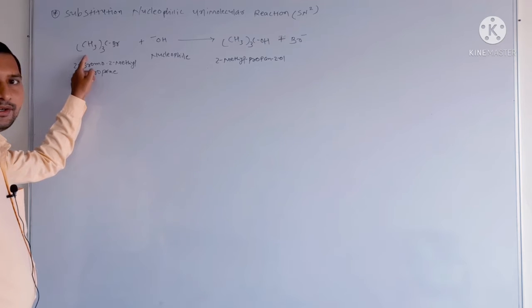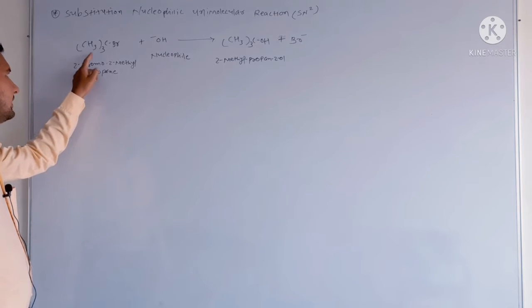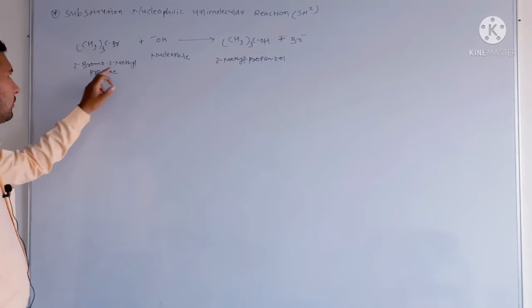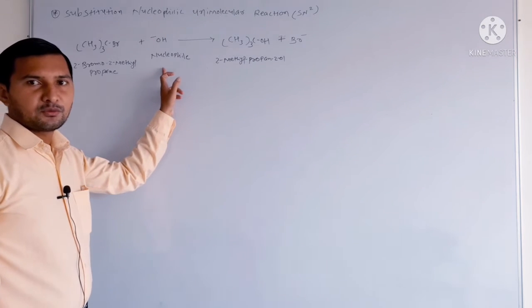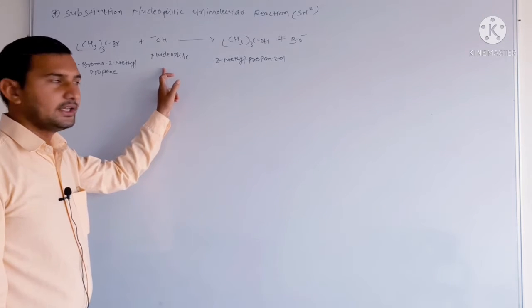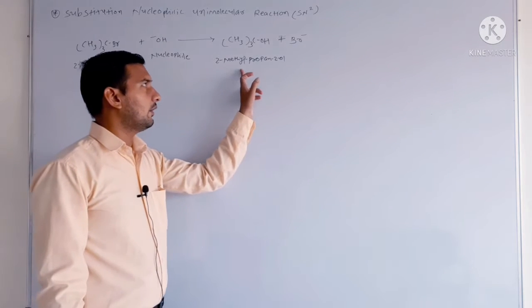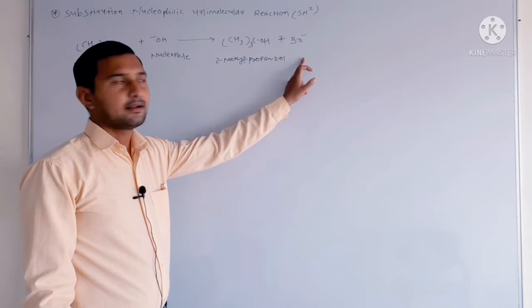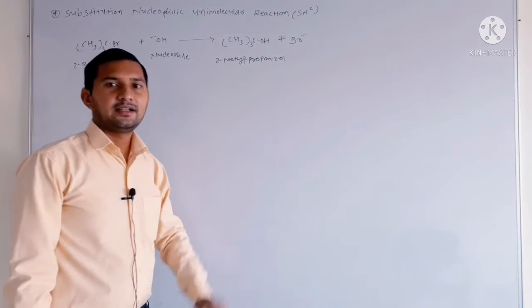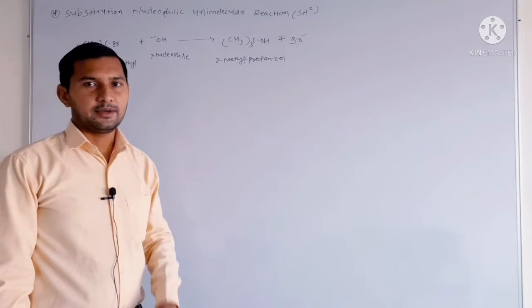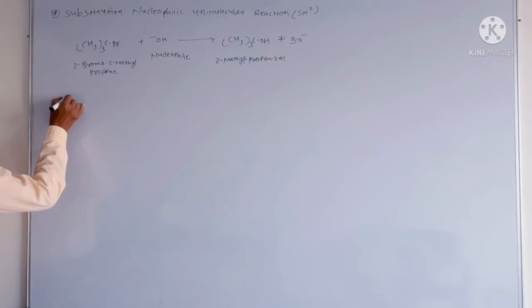First of all, we take a tertiary alkyl halide, (CH3)3CBr, 2-bromo-2-methyl propane, and react it with a nucleophile or strong base, the hydroxide ion. It gives a tertiary alcohol, with bromide ion as the leaving group. This reaction takes place in two steps. Step 1.